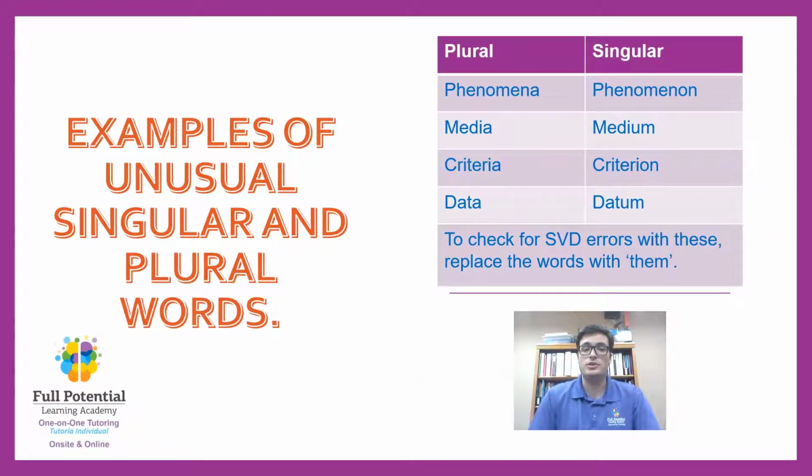Of course, in some scenarios, you might run into words you usually hear in one form when in actuality they have two forms. Take a moment to study this brief list to understand that some words can have tricky forms. When you come across words like these, you can check for SVD errors by replacing the word with "here" to understand if they have SVD errors or not.